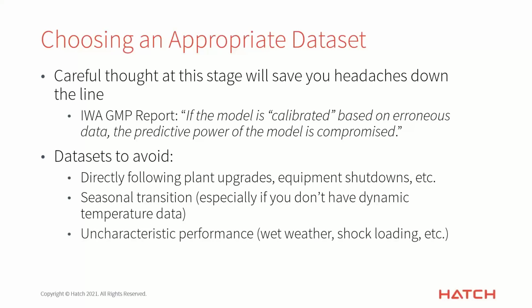And then finally, uncharacteristic performance in general. If there's a wet weather event or some sort of shock loading event, you don't really want to calibrate your model to that. If you calibrate your model, for example, to a wet weather event, and then use the same model to predict day-to-day operation, it's obviously not going to be very useful for predicting just a typical day's operation at the plant.